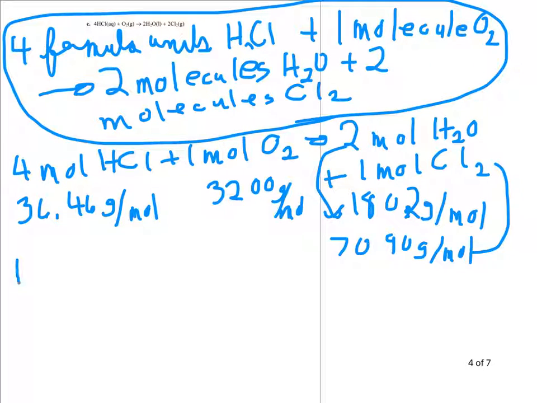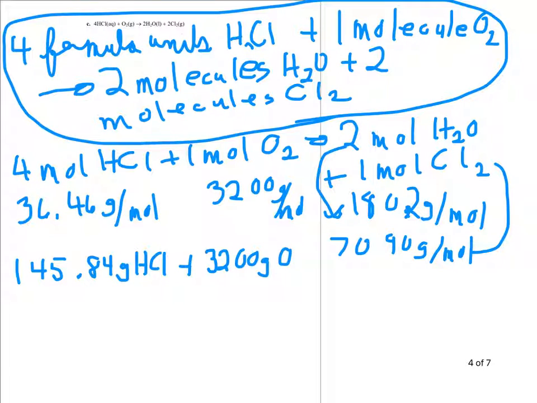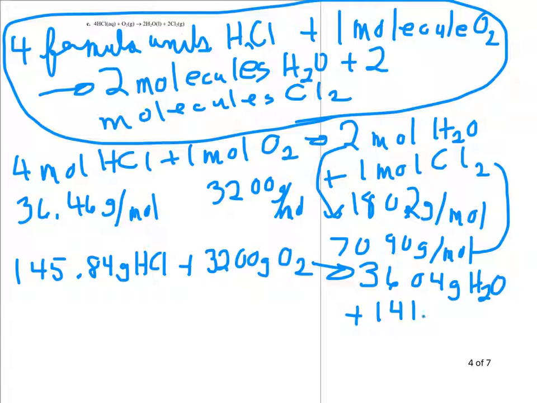We have 145.84 grams of HCl plus 32.00 grams of O2 yields 36.04 grams of the H2O plus 141.80 grams of the Cl2.